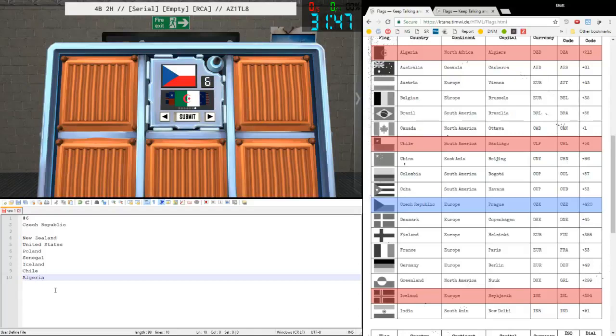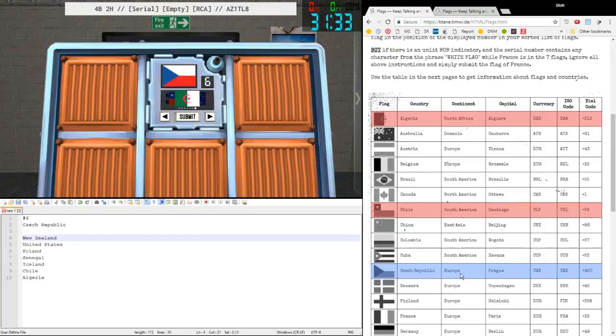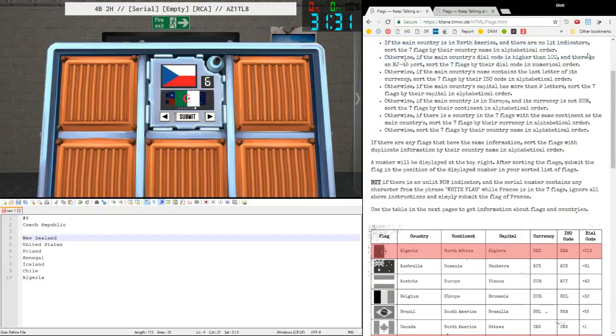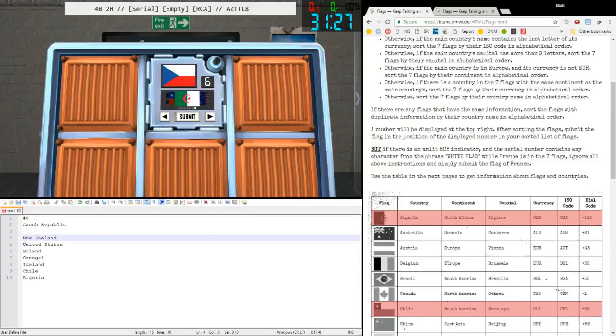Algeria. Alright, let's figure out what we need to sort by on this one. Czech Republic. Is the country in North America? No. Czech Republic is in Europe. Does the main country's dial code higher than 100? It is 420. It is higher than 100.